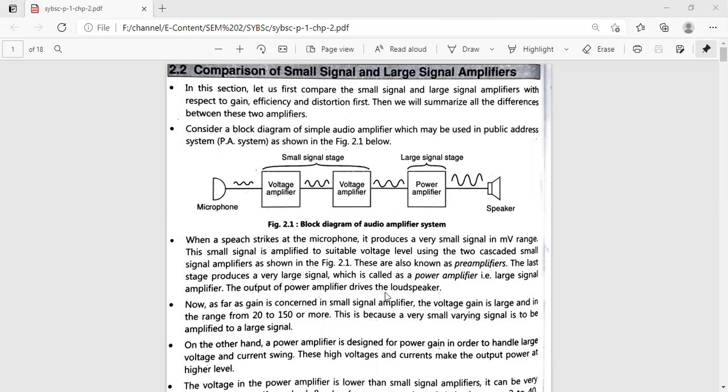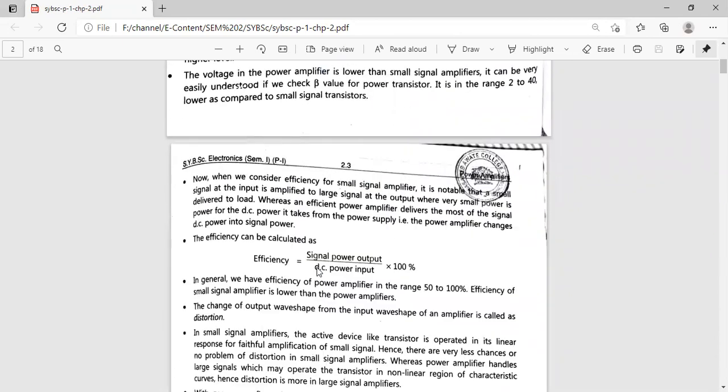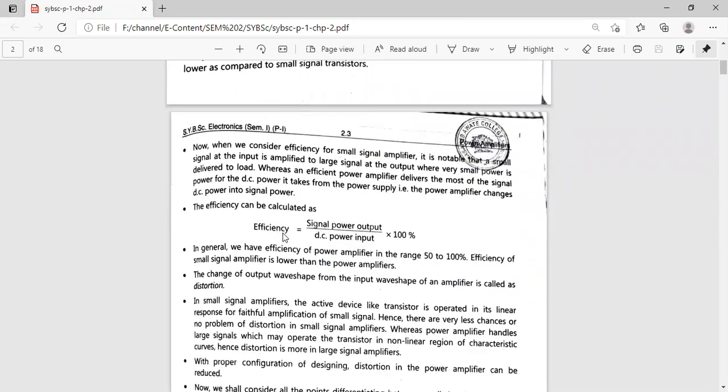After that, we should know the efficiency of a power amplifier. For that, there is a formula. Efficiency of a power amplifier can be calculated as signal power output divided by DC power input, multiplied by 100%. As we want efficiency in percent format, we have to multiply that ratio by 100. So how to calculate efficiency of a power amplifier? It is the signal power output divided by the DC power input.